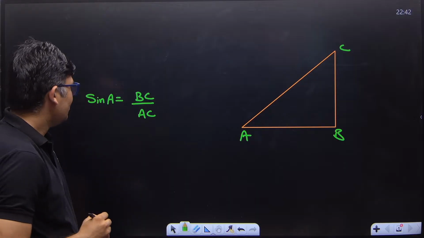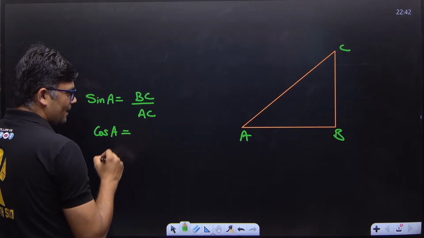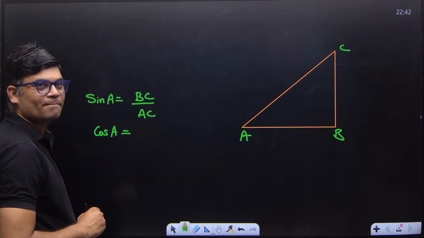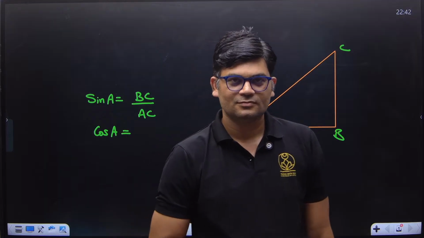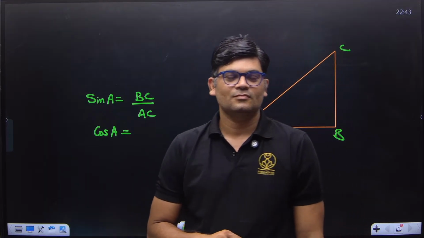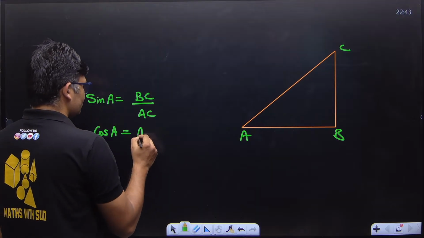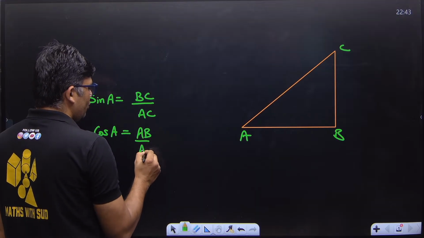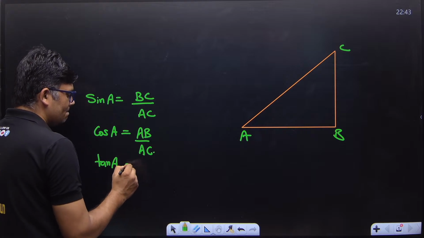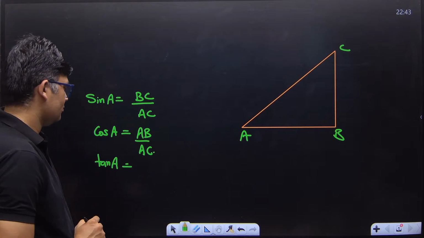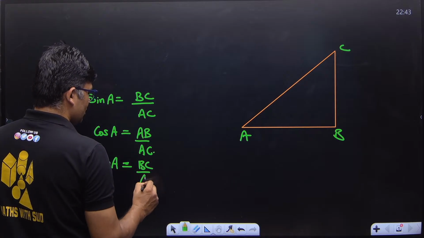Can you tell me what will be cos A? Cos A would be AB over AC. Very good. Can you tell me what will be tan A? Tan A would be BC over AB. Very good.